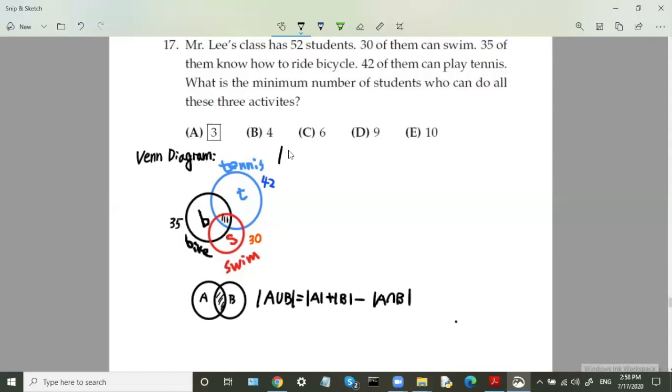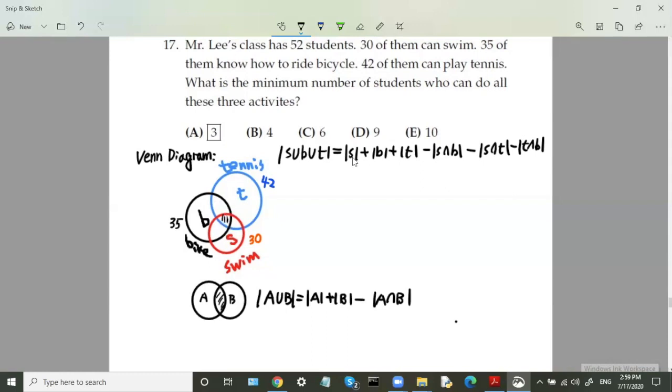So we have S union B union T equal to set S plus set B plus set T, and subtract the intersection of S and B, and subtract S intersect T and the intersection of set T and B. And because we subtract the intersections S and B, S and T, and T and B, we actually subtract this intersection of S, B, and T 3 times.